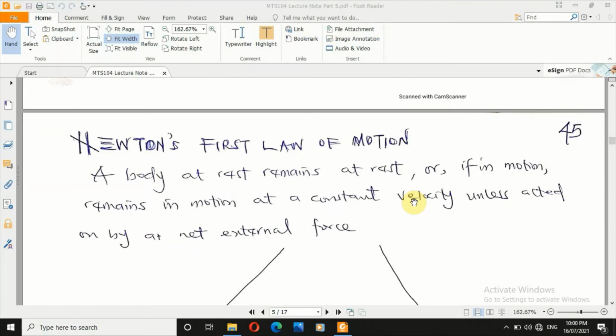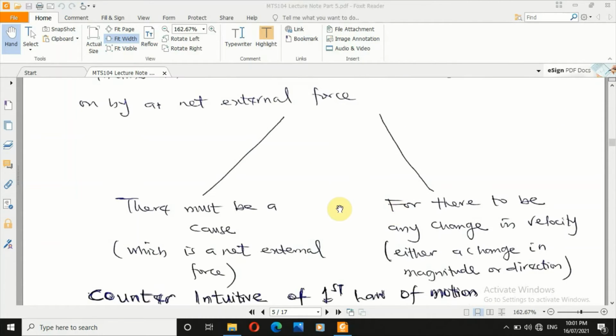So here now, the object will remain at rest, or if in motion, it will remain in motion at a constant velocity unless acted on by a net external force, unless there is an external force on it. In that case, the velocity will change. And if the velocity changes, are you together now? Then the object will stop, or there will be a kind of retardation. And if the velocity is increased, then there will be a kind of acceleration, and the object will keep on moving. So there must be a cause.